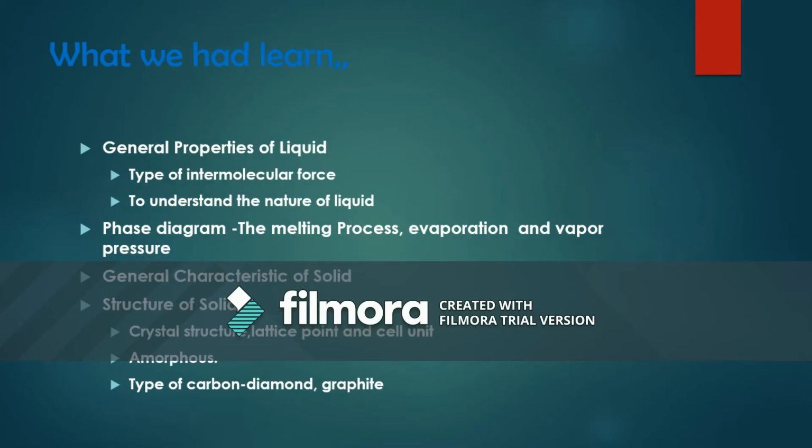And so what we have learned is the general properties of liquid and the types of intermolecular force. If you want to consider the micro scale of the structure in liquid and solid, to understand the nature of liquid, you learn a little bit about the phase diagram, the melting process, evaporation and vapor pressure, and the general characteristics of solid: the structure, crystal structure, lattice point and unit cell, and amorphous solids, as you can see on the slide, and the types of carbon, diamond and graphite.